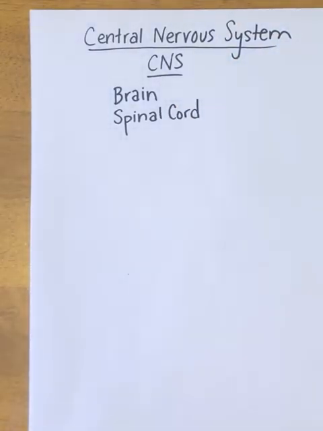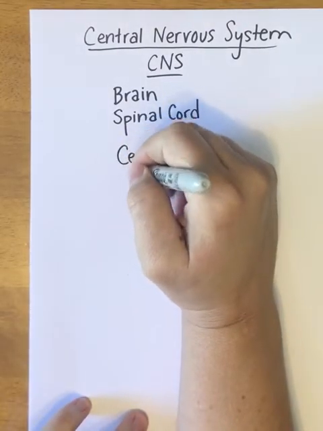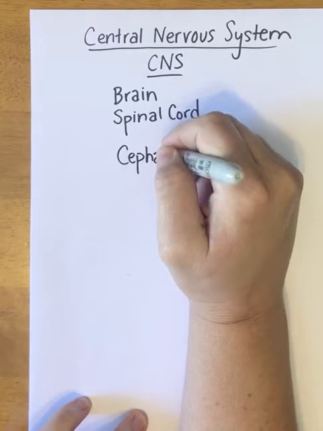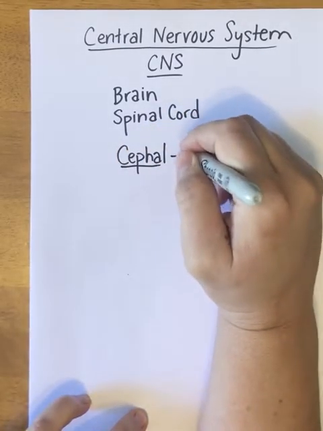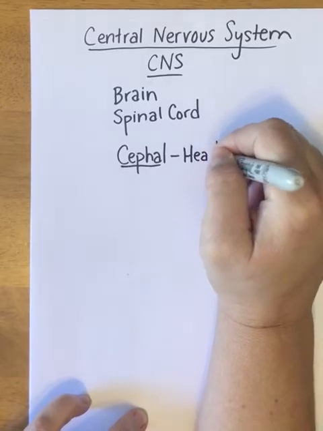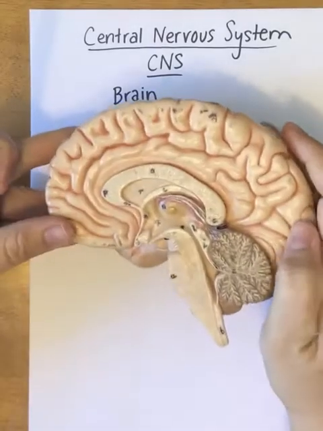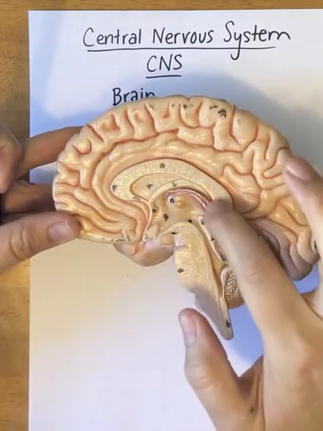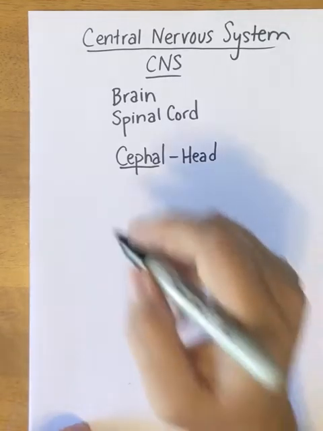Now, there are some word roots that you're going to be using. Anytime you see the word cephalic, it means pertaining to the head. So one of the words that we talk about inside of the brain, this region right here, is going to be called the diencephalon. The word di means two, en means inside, so diencephalon, so inside of the head.